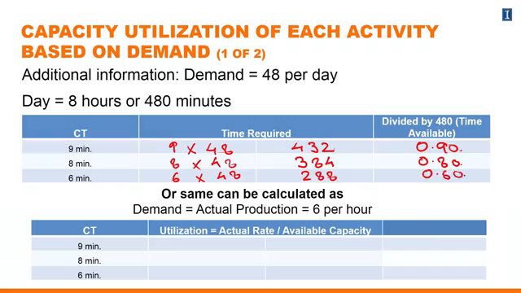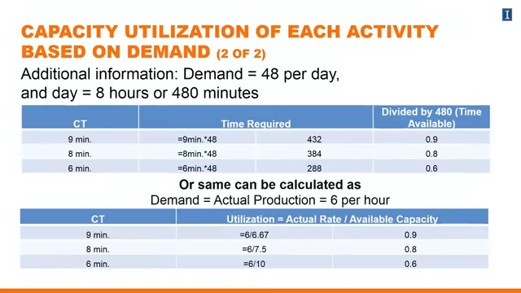Now the same results can be achieved through a different calculation, and that's your actual rate divided by the actual capacity. So here we're saying that we are producing at the rate of 6 per hour. Dividing that by 6.67 will give you the utilization. And as you can see, if we go through these calculations, you get the same results: 90%, 80%, 60%, the same results going by both calculations.